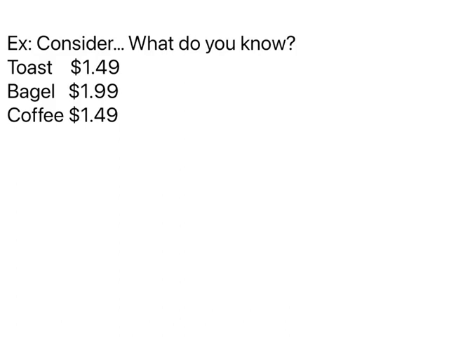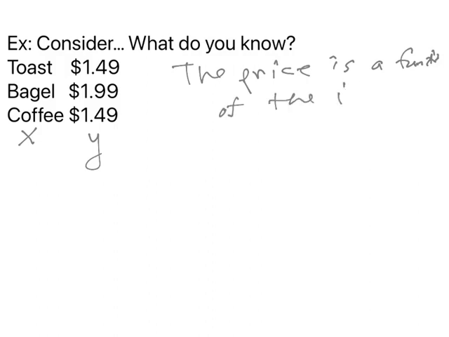Consider this. What do you know? Now, if we look at this and say that the x values, or the domain, are the types, toast, bagel, or coffee, a breakfast item, and y is the price, then this is a function. So we would say the price is a function of the item, because no items are repeated.